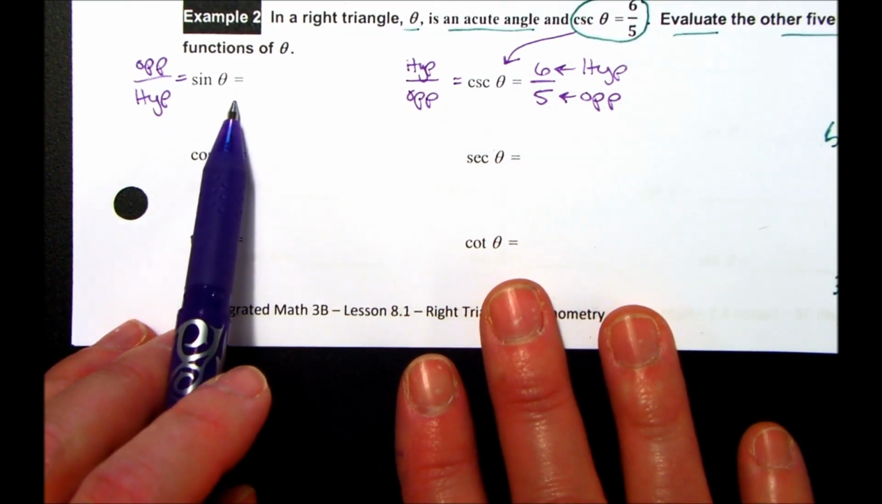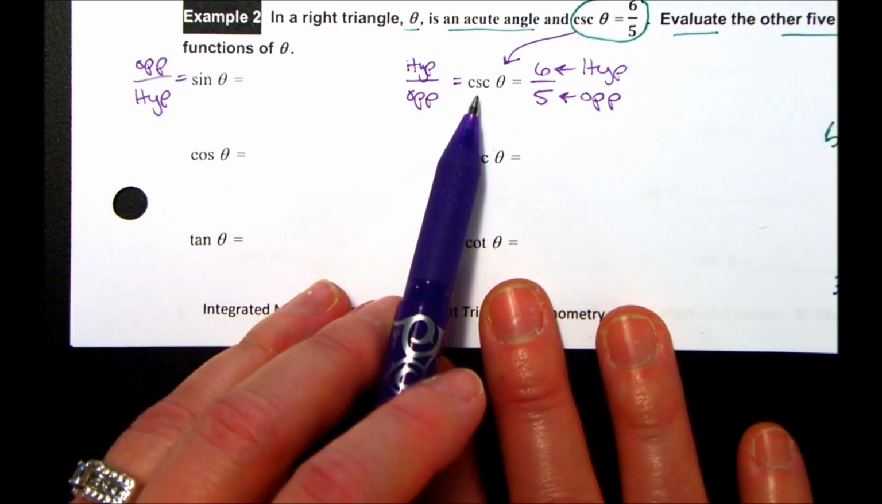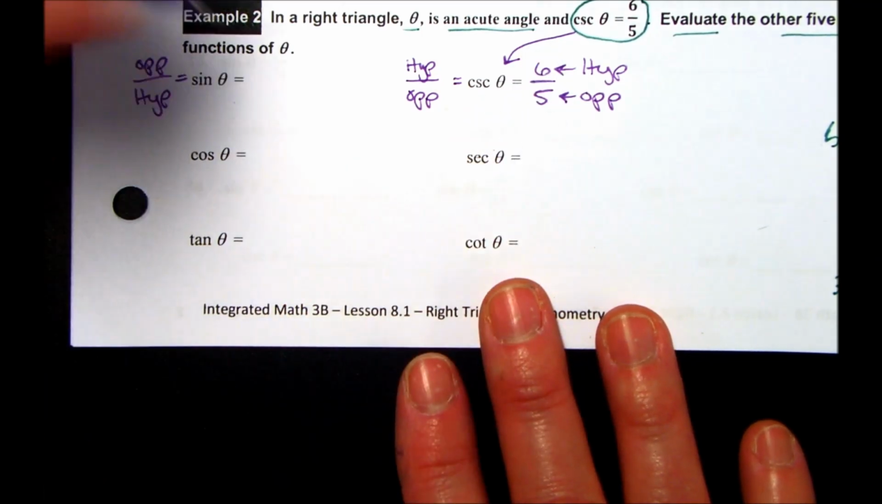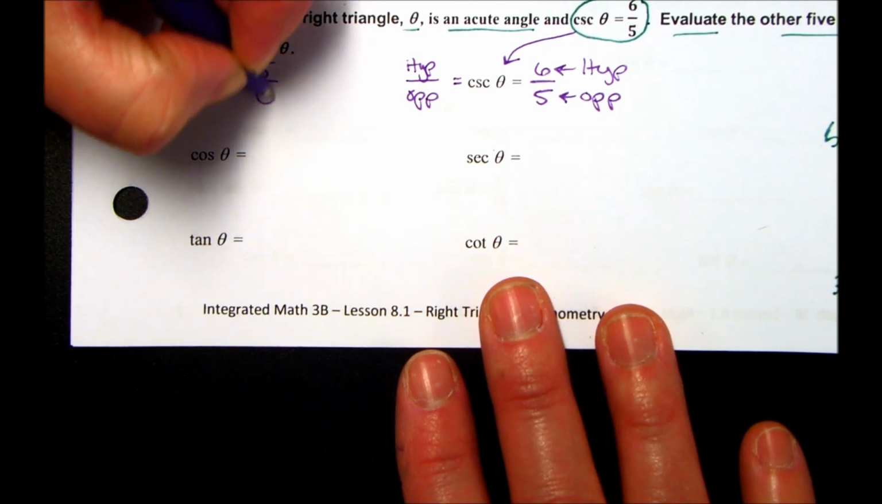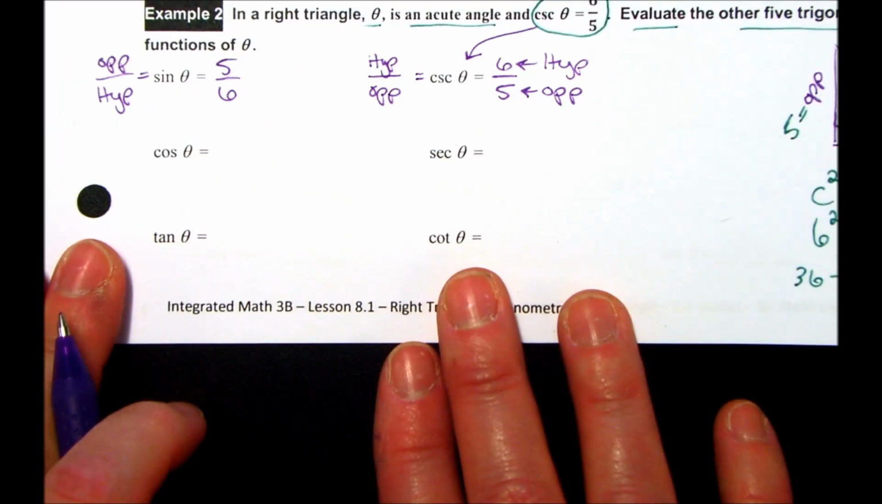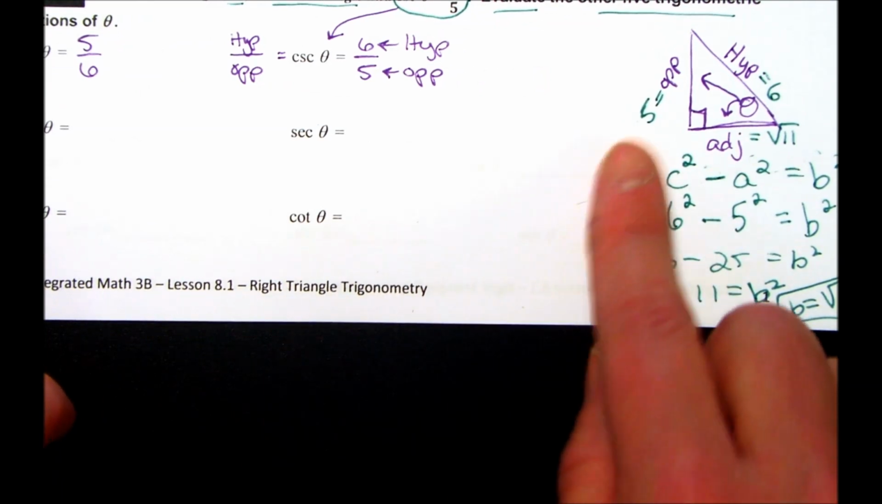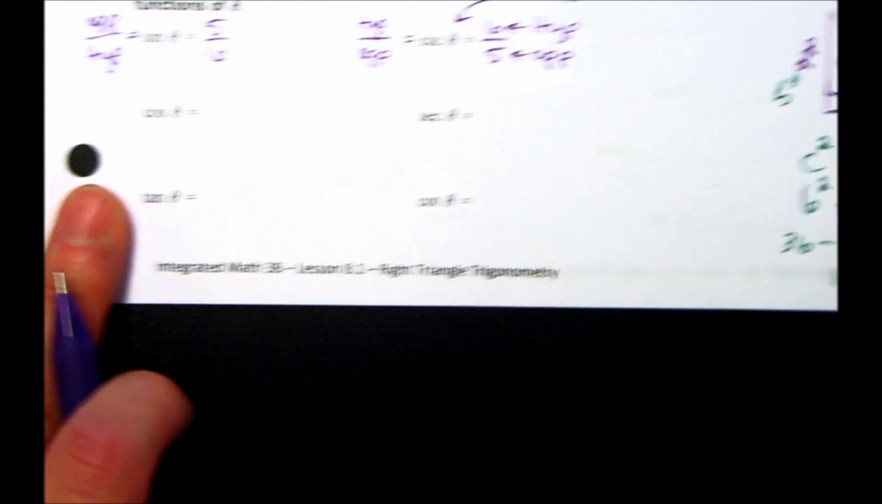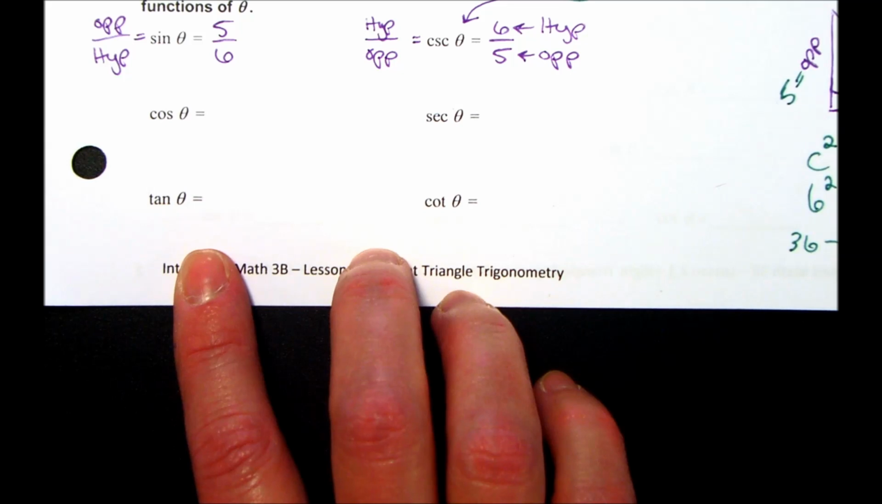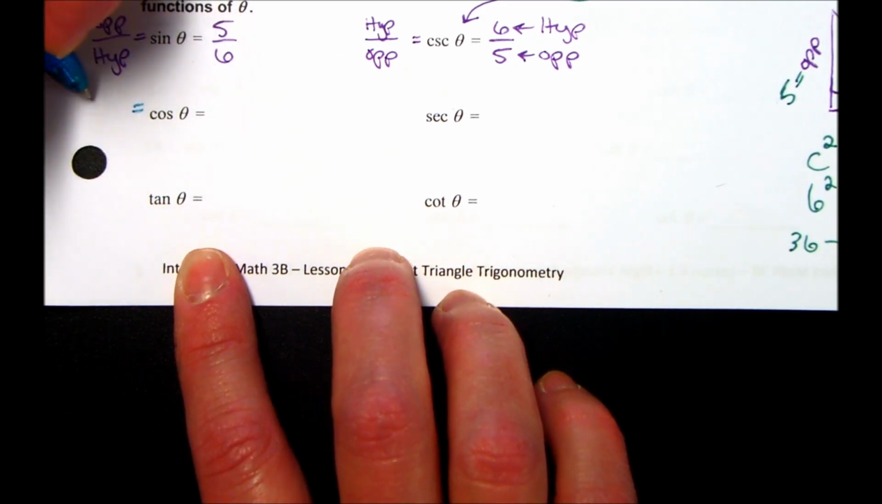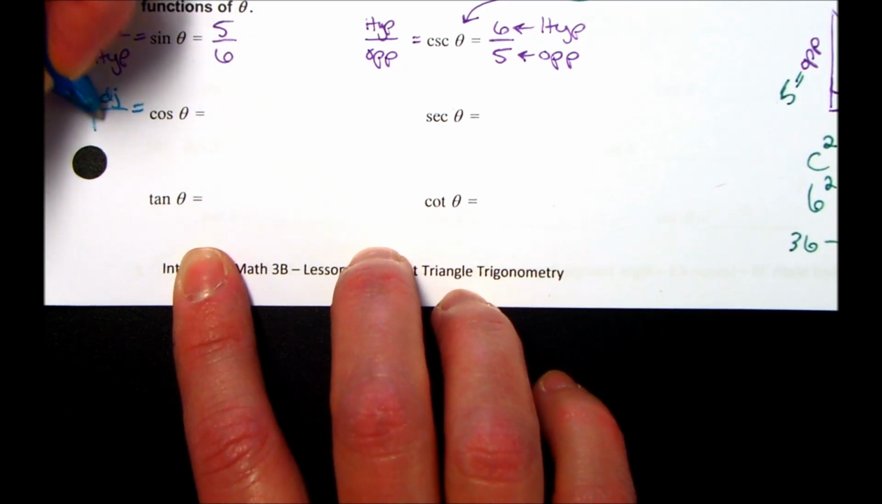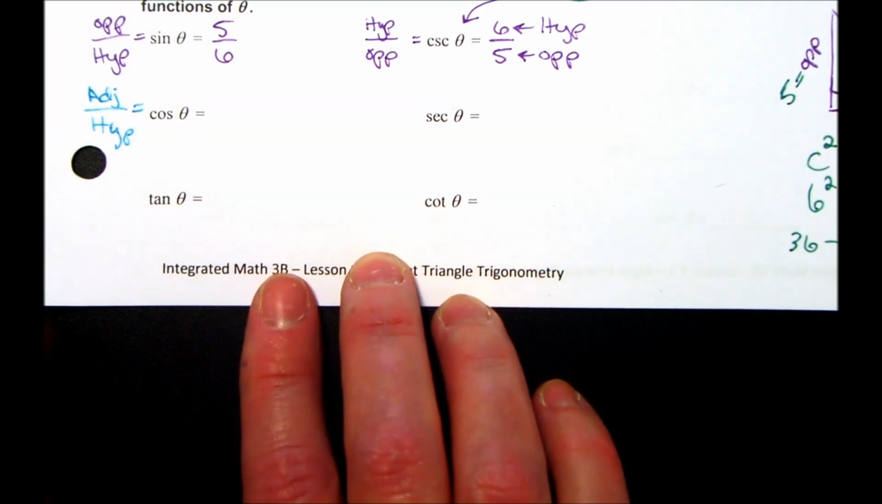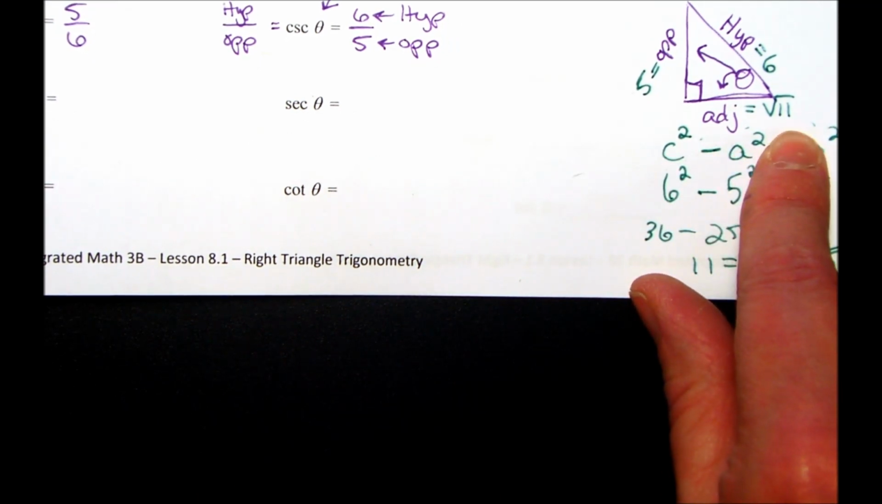So my sine is the reciprocal of cosecant. So if I just flip that fraction, I'm going to get 5 over 6. Or if I look at my triangle, the opposite over the hypotenuse, 5 over 6. Now let's go to cosine. So cosine is adjacent over hypotenuse. So if I go to my triangle, the adjacent is the square root of 11, hypotenuse is 6. So my ratio is going to be square root of 11 over 6.